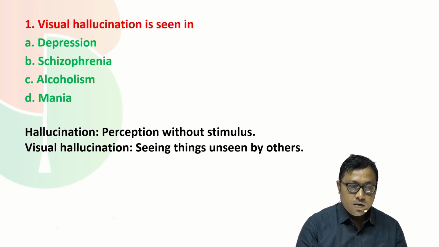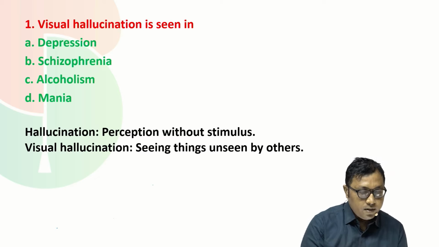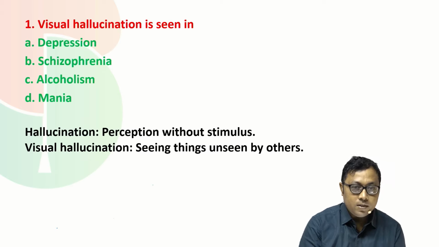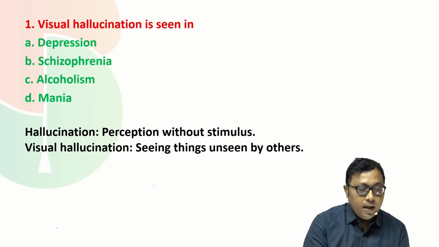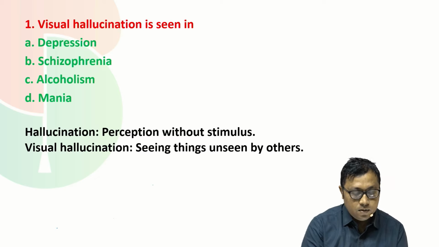So our first question is, visual hallucination is seen in depression, schizophrenia, alcoholism, mania. So in this we have to understand what is visual hallucination, and even before that we have to understand what is hallucination. So hallucination is perception without stimulation.